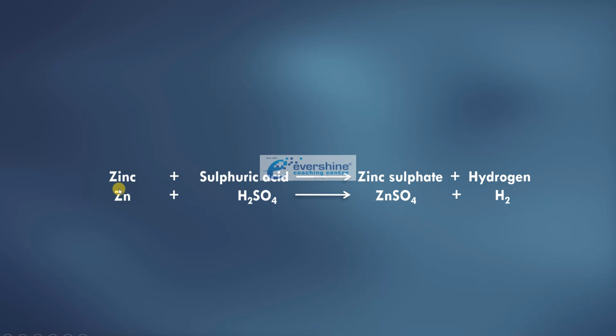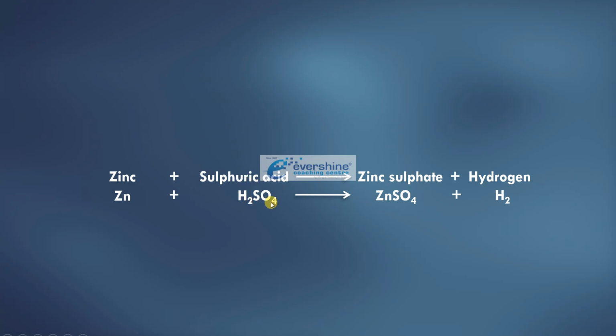Always remember, when there is a single element you can write just a positive charge, that is Zn plus. If you have a single element, you write a plus charge on it, okay. So H2SO4 has hydrogen and sulfate, right. SO4 is called sulfate, H2 is hydrogen.